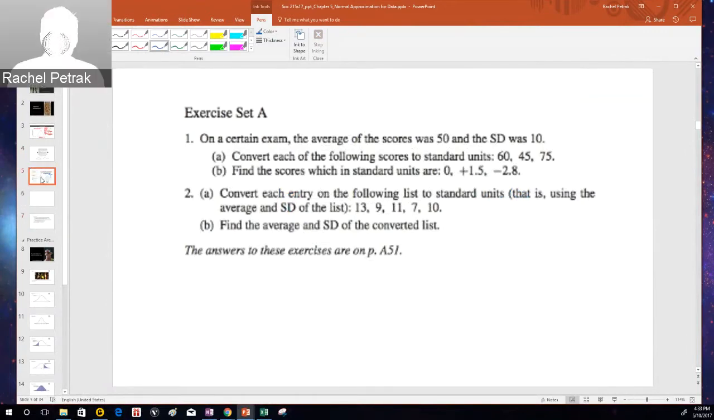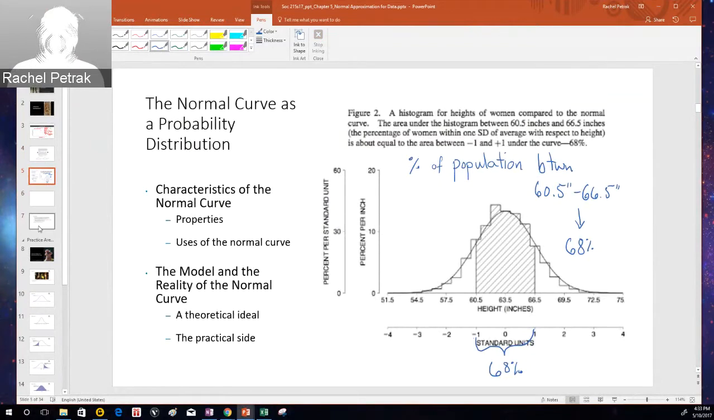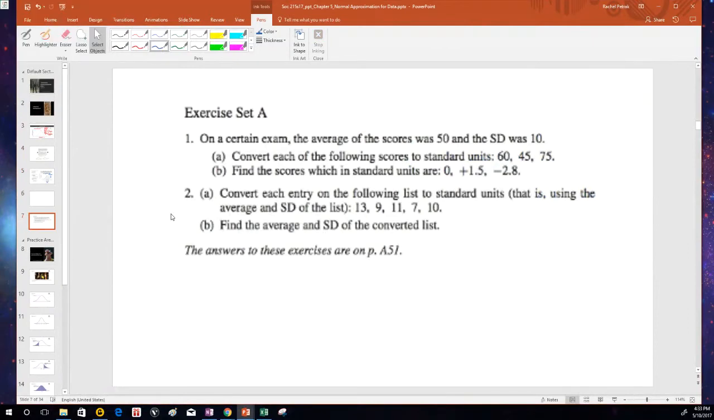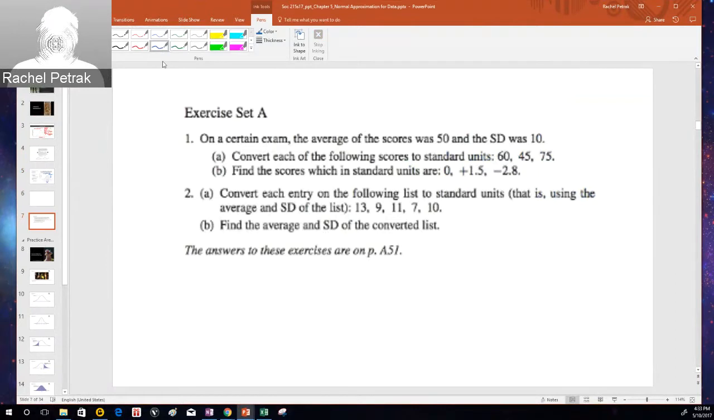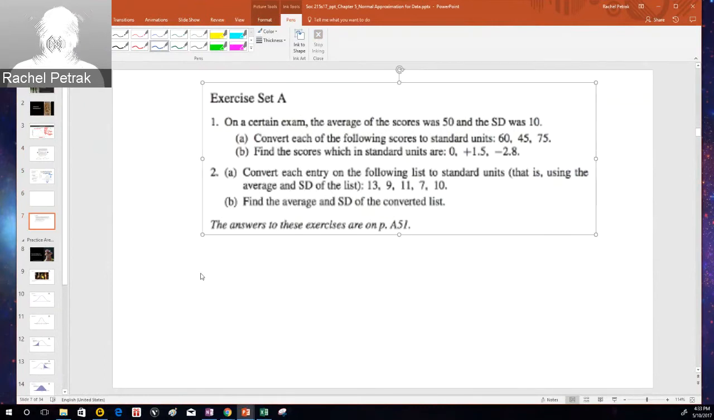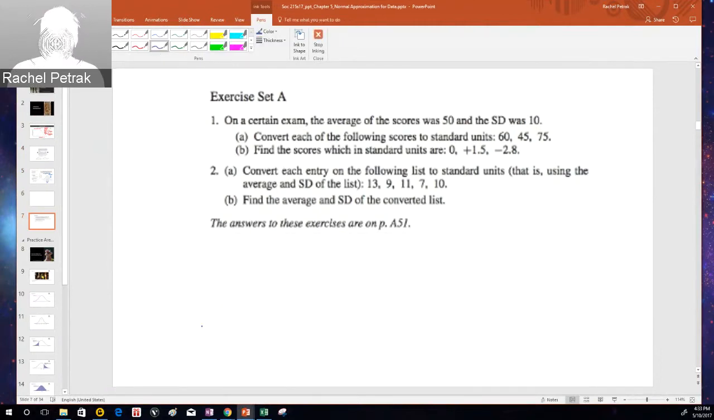So the first step, although we're going to get more into finding these proportions under the curve, but before we do that, I want to make sure we're clear on converting scores to standard units. This is, again, a very important skill. Expect to see this material again. Again, this is something you will want to be able to do on the exam.